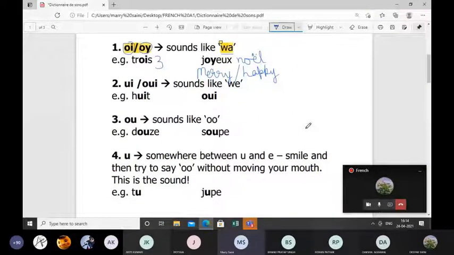The next one is UE and OUE. The sound that we need to give here is we. For example, huit, wheat. Since H is silent, I told you yesterday H is silent in French. So it will be wheat. Huit is another number, 8. 8 in French is huit.